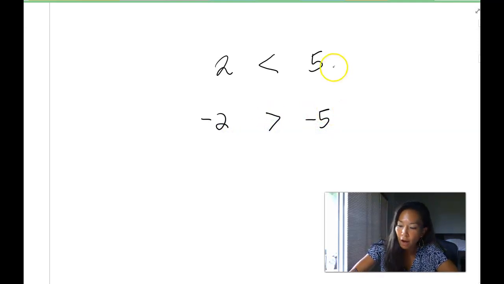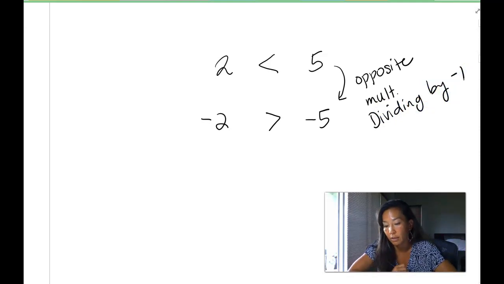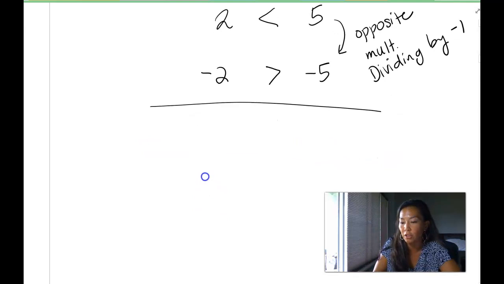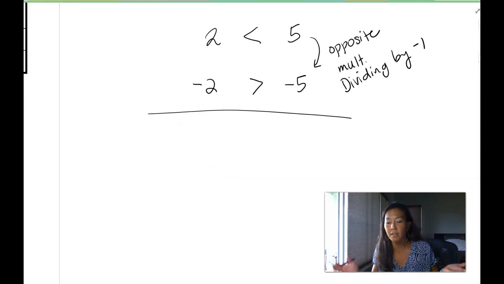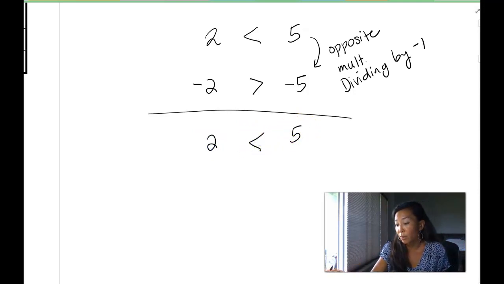Okay? So how do I make something opposite in math? The operation is multiplying and dividing by negative 1. Now, some students are like, oh, what if I add a negative? Does that change the value of my inequality symbol? Some students will just flip it whenever they see a negative. That's not true.